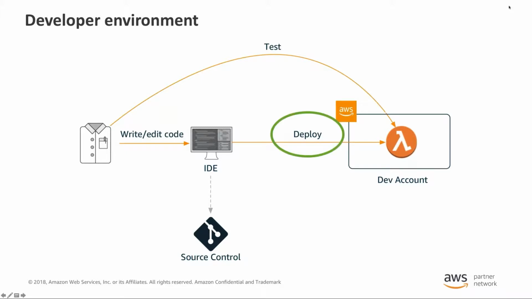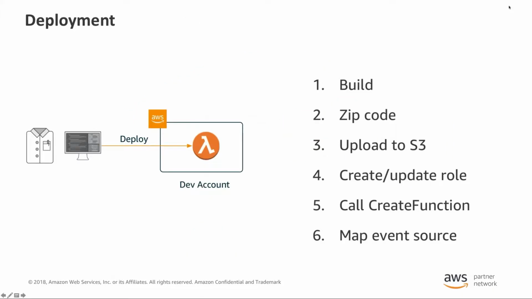So let's take a look at deployments in particular. What does it take to deploy a serverless application to AWS Lambda? Well, there are a few different steps you need to go through. First of all, you have to build your code. Especially if you're using a compiled language, you'd have to go through a compilation step. Even if you're not compiling the code itself, you may be doing linting or static analysis or minification or other steps in that process.